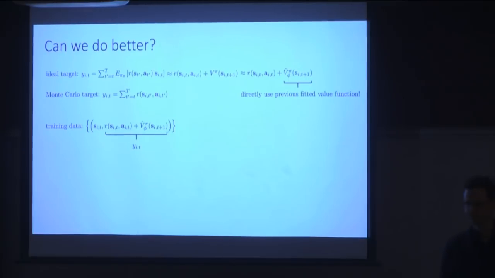Yes? It seems that we're using the same formula for y_i,t that we did for the approximation for Q. It was also a reward plus v pi. Why is that okay to do?